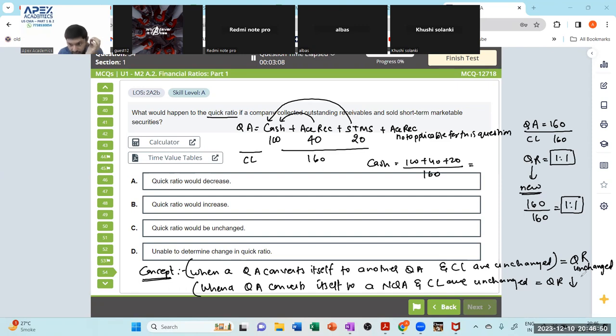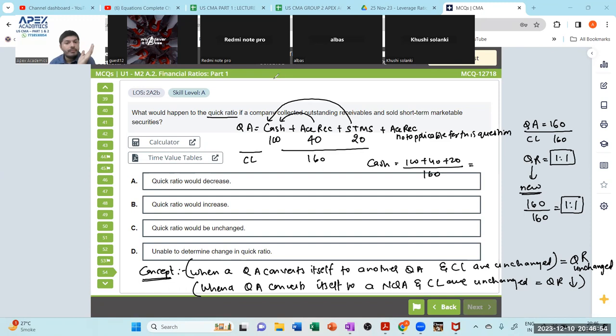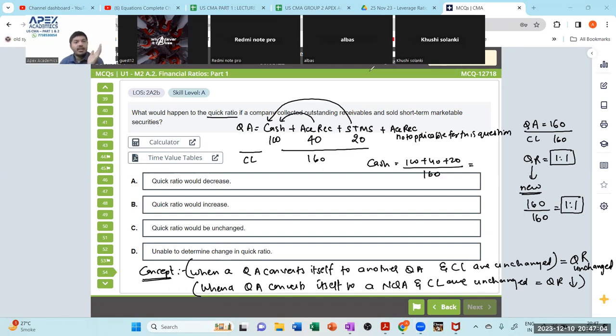Think about it based on yesterday's clarification that I have given to you, my dear students. I want responses. Yes or no, please tell me that. Yes, sir. Suppose I am buying inventory by using cash. So cash has reduced, but inventory will not factor into the formula of quick assets. So what will happen because of that? Obviously, my quick ratio will fall.